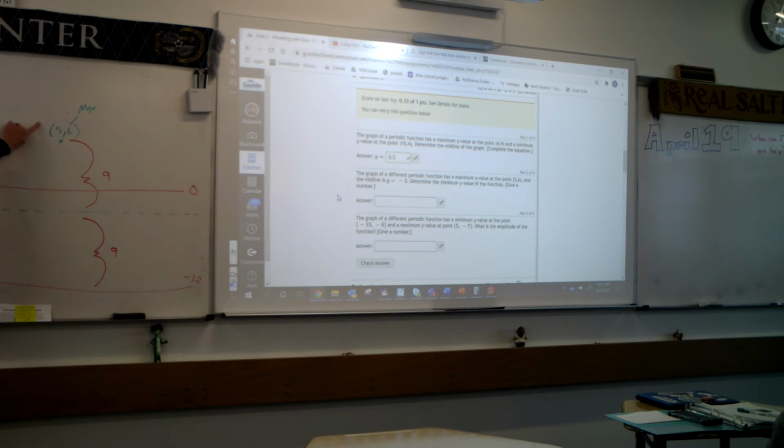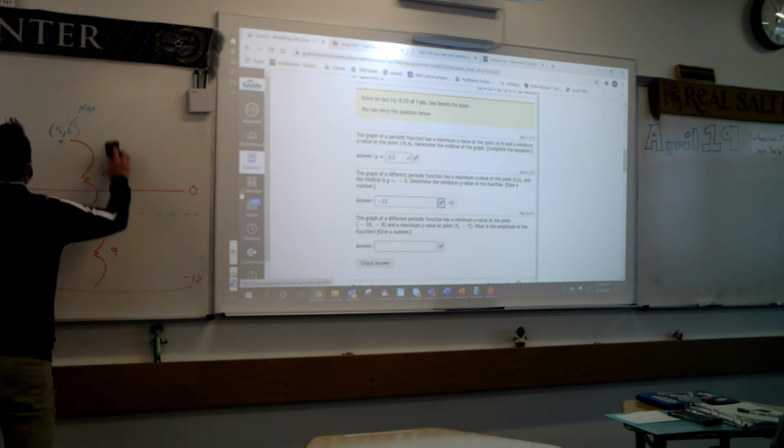Because they gave us the max and a midline, the distance here is 9, that means we go 9 below, so negative 3 minus 9 is negative 12. Let's check that real quick. Negative 12, and check, boom, negative 12. Okay, pretty cool, right? Isaac, will you take that bottom one?